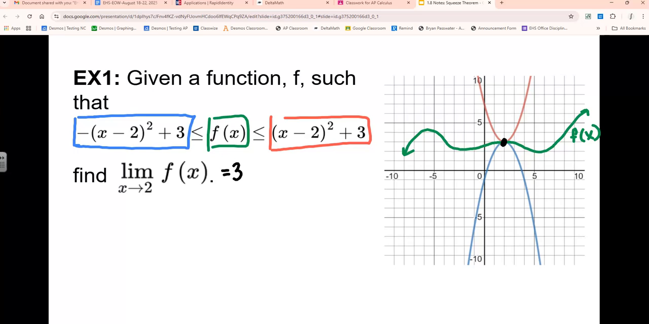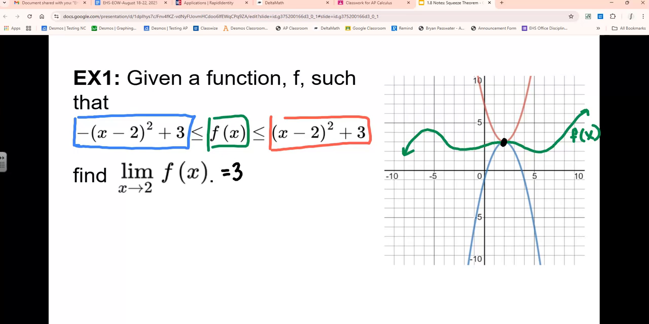What do you think, Aiden? Not always. Like it kind of does for this one, but it's not always. We could find the limit where we plug in 2. These are pretty easy direct substitution.